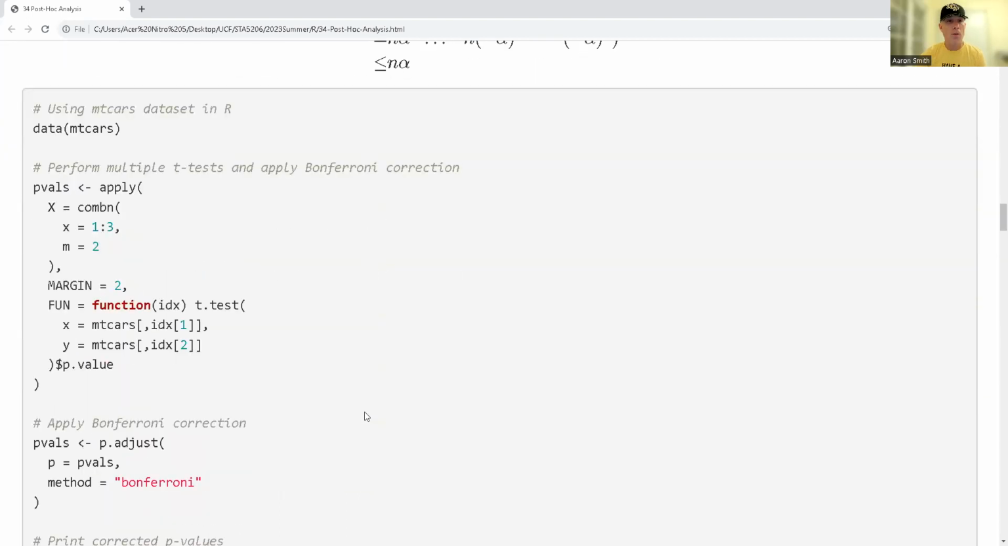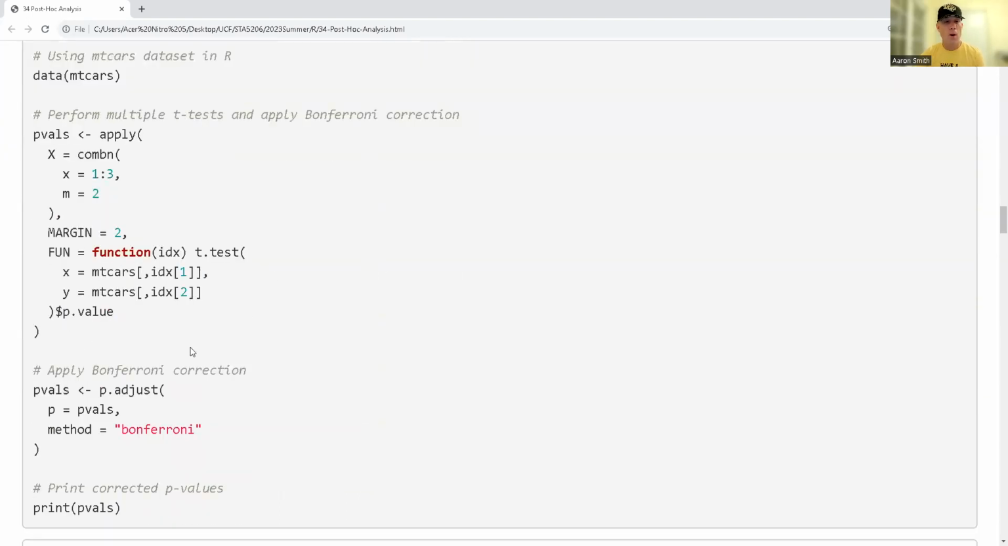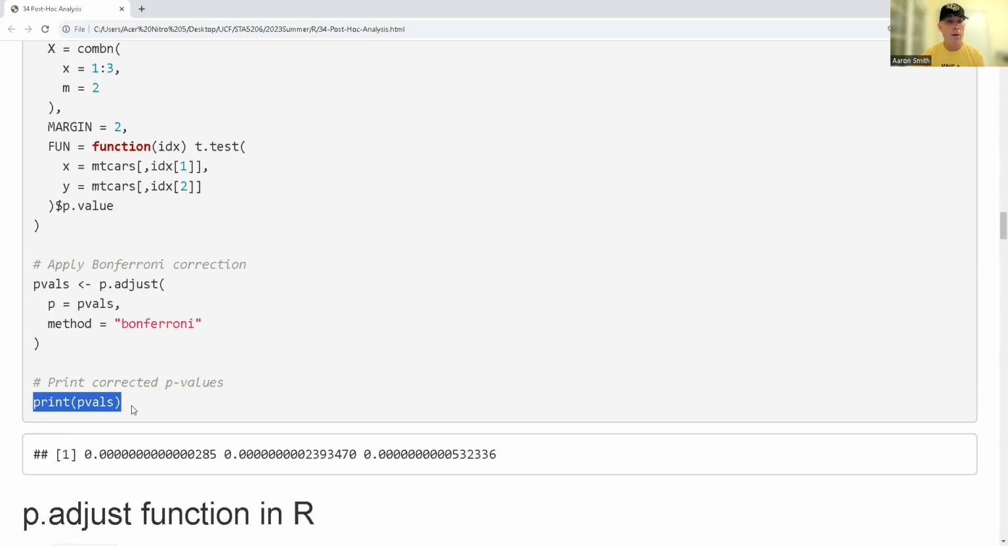Now, if we want to run this in R, when we run our hypothesis test, we're going to get p-values returned back to us. And we can use the p.adjust function to automatically make adjustments for us. After I have the p-values that are the output of a hypothesis test, I put them into the function, I specify the method, and it will automatically make the adjustment for the p-values for me.